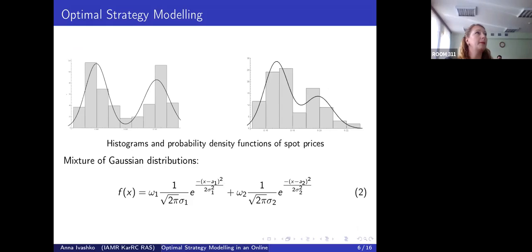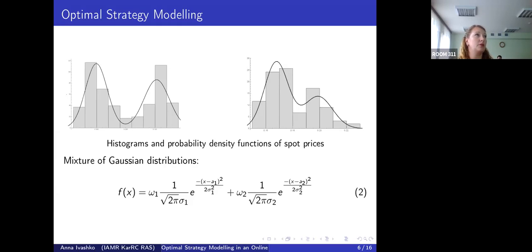And we use real data from the Amazon platform, and based on this history, we build the price probability density function and find optimal threshold bids. And here are two examples of histograms of real data.